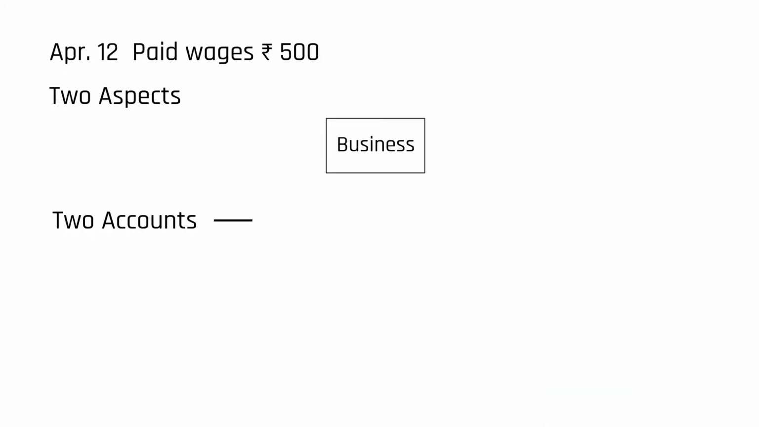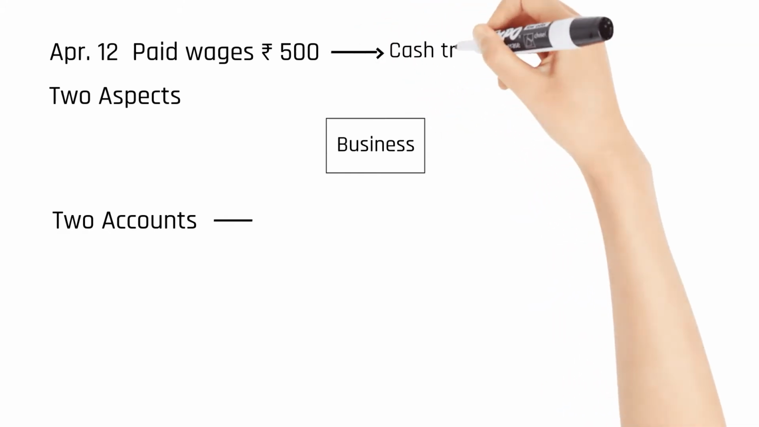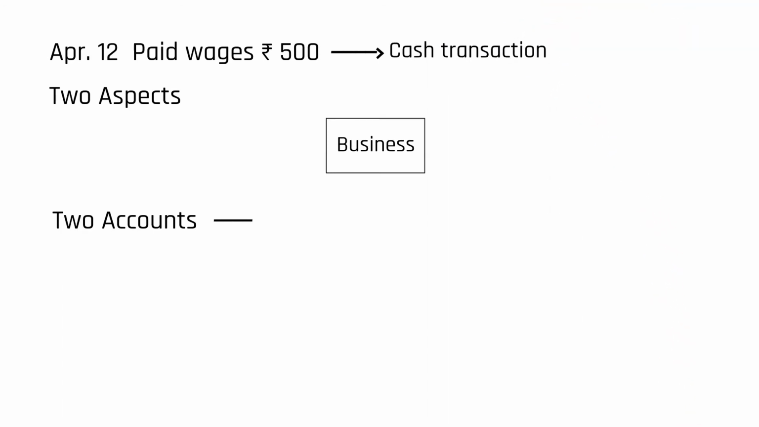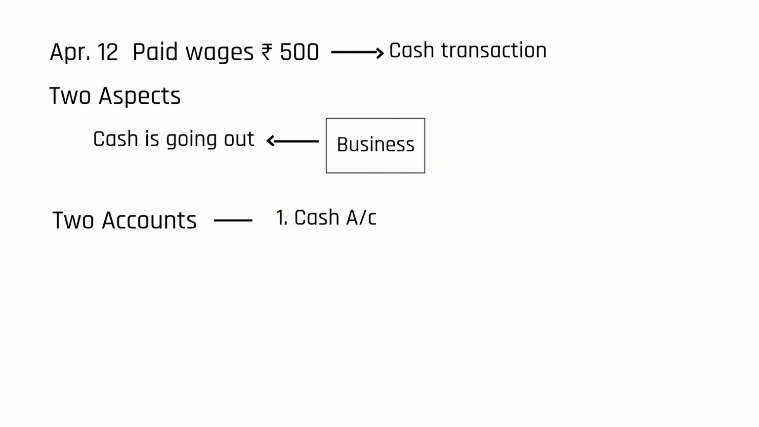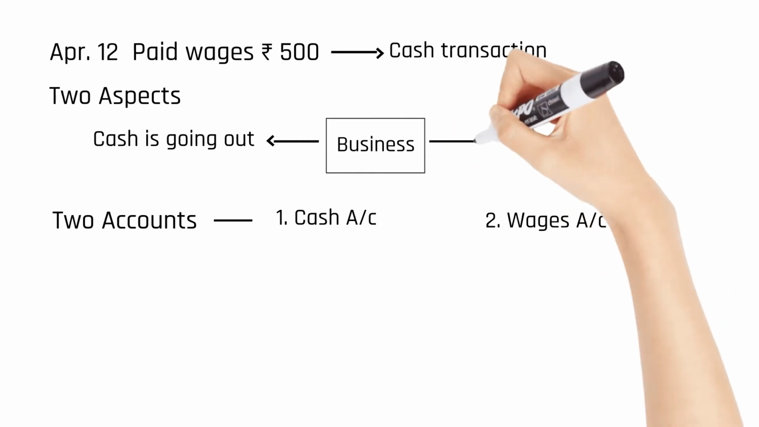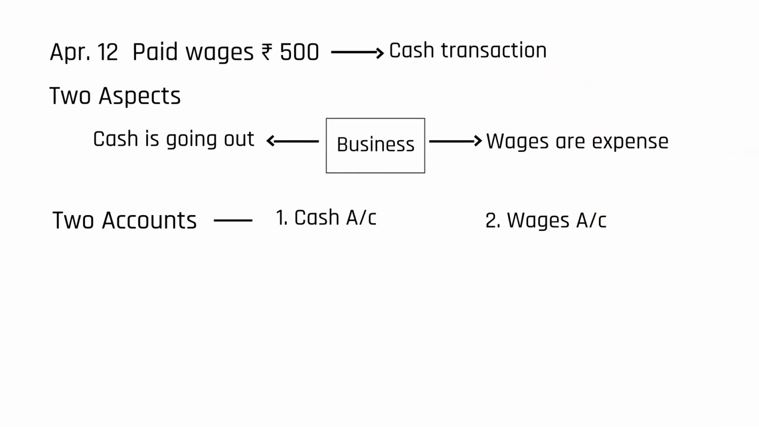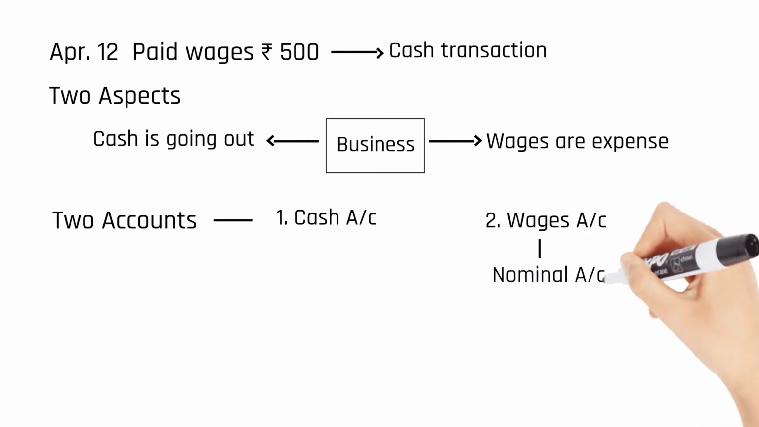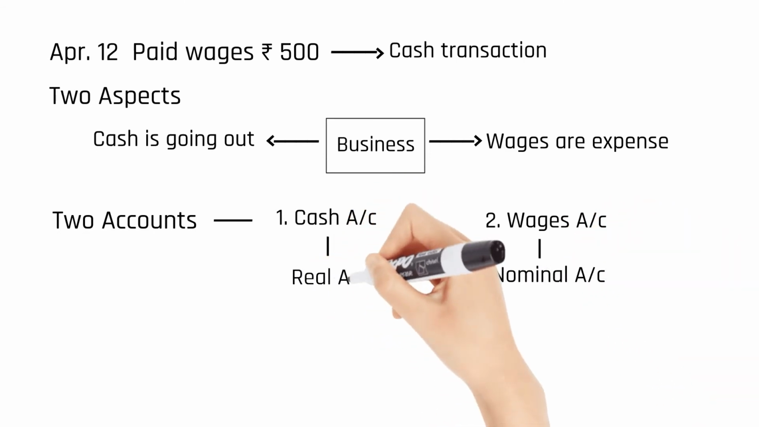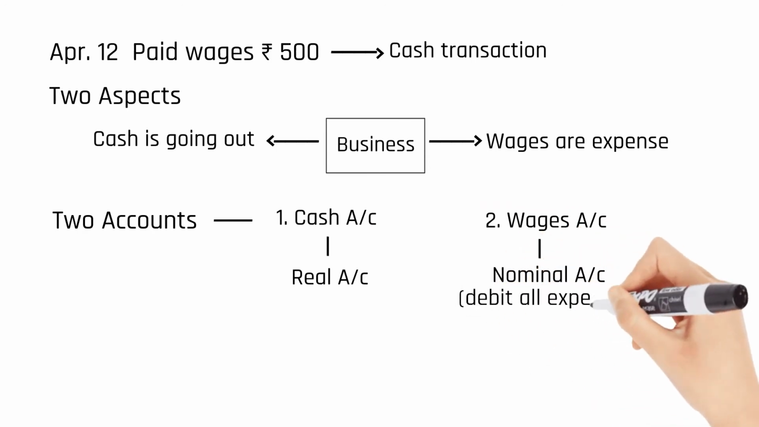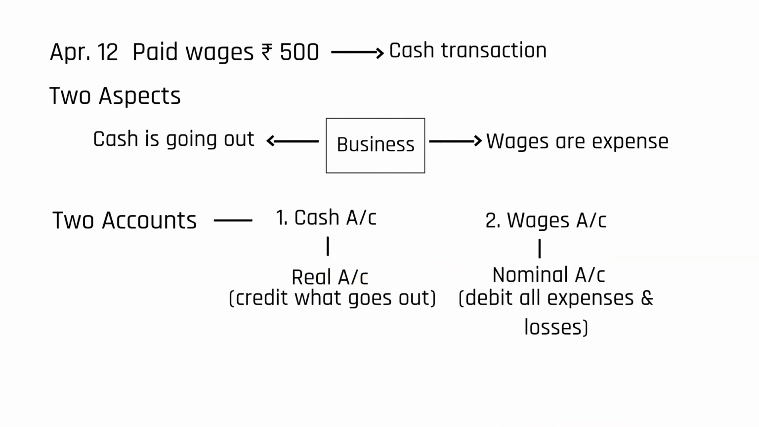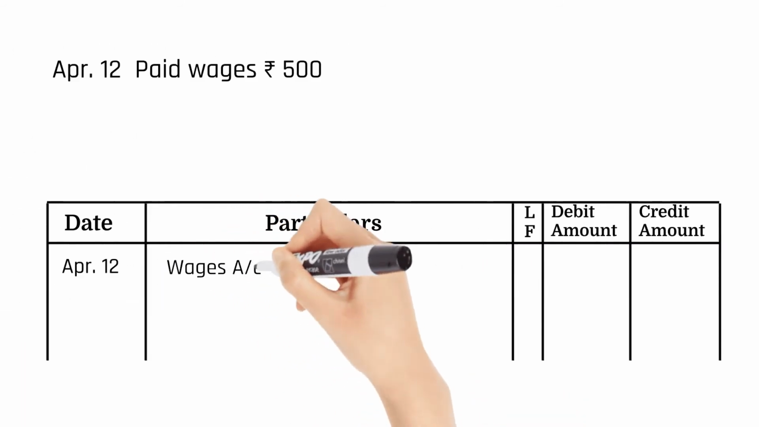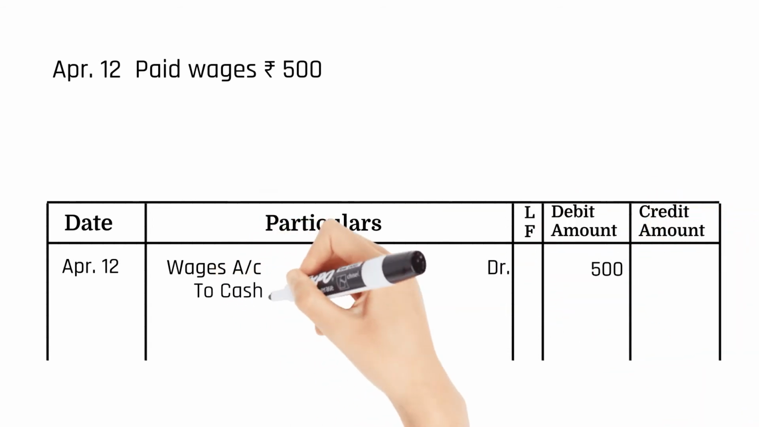Paid wages Rs 500. Whenever the word paid is given, we say the transaction is a cash transaction and one account is always a cash account in a cash transaction. Here, we already got one account, that is cash account, and the other account should be wages account as wages are expense to the business. Wages being an expense is nominal account and cash is an asset, so real account. Applying rules, debit all expenses and losses for nominal account and for real account cash is going out, so credit what goes out. We get our entry. Wages account debit to cash account 500 being wages paid.